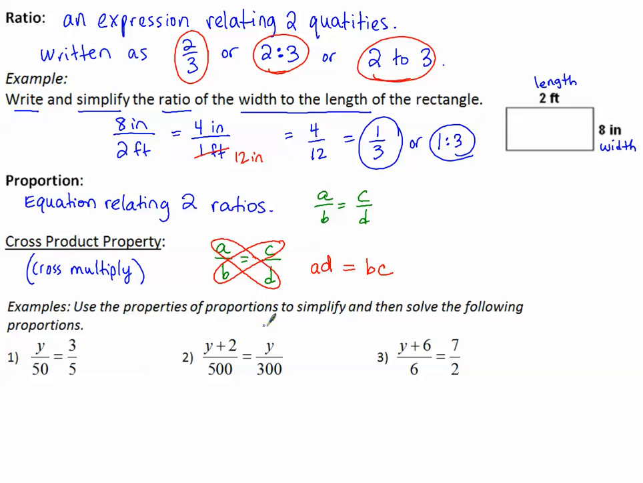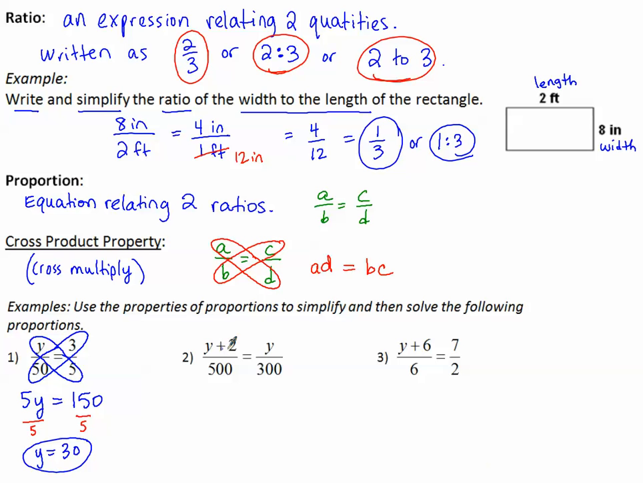Use the properties of proportions to simplify and solve the following proportions. So I want to solve for y. So I'm going to cross multiply. Maybe multiply across this way first because it has the y in it. 5 times y I should write as 5y equals, and then if I cross the other way, 3 times 50 is 150. Then all I have to do is divide both sides by 5 and y equals 30. Not too bad, right?